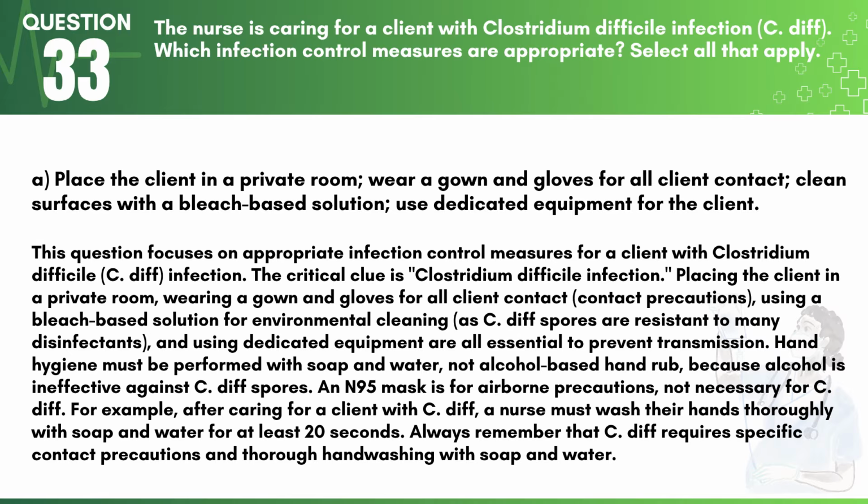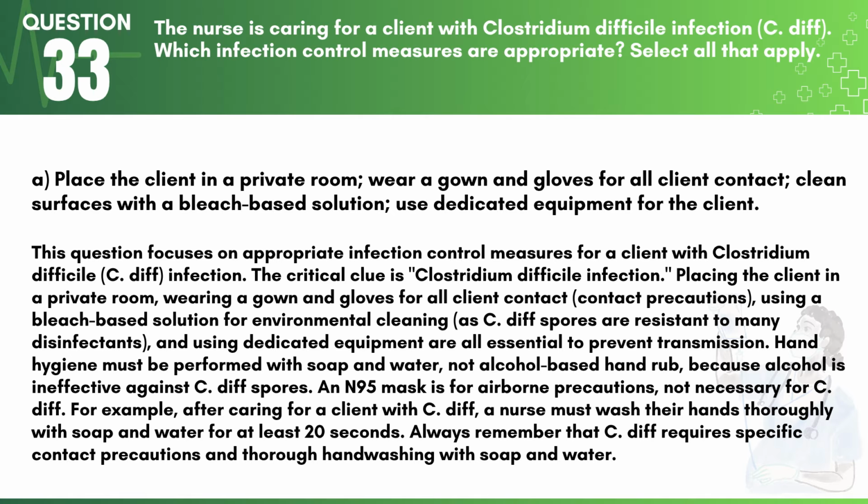Answer. Place the client in a private room, wear a gown and gloves for all client contact, clean surfaces with a bleach-based solution, use dedicated equipment for the client. This question focuses on appropriate infection control measures for a client with Clostridium difficile infection. The critical clue is Clostridium difficile infection. Placing the client in a private room, wearing a gown and gloves for all client contact, using a bleach-based solution for environmental cleaning, as C. diff spores are resistant to many disinfectants, and using dedicated equipment are all essential to prevent transmission.